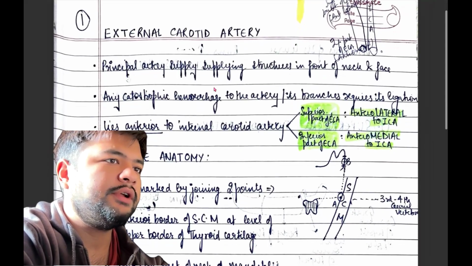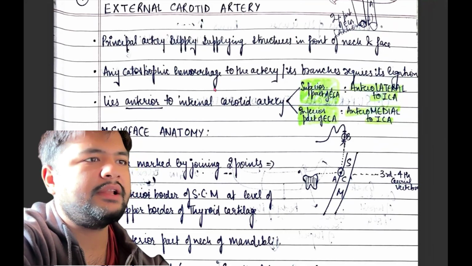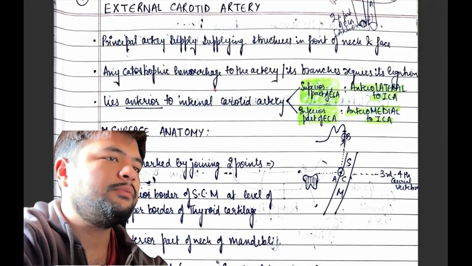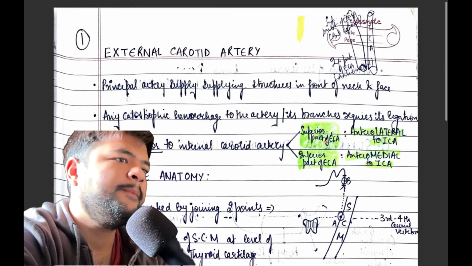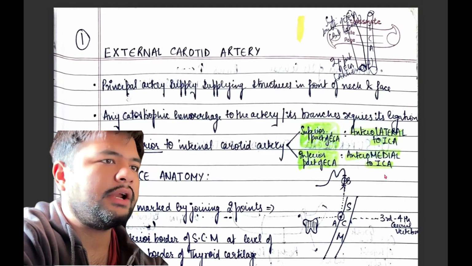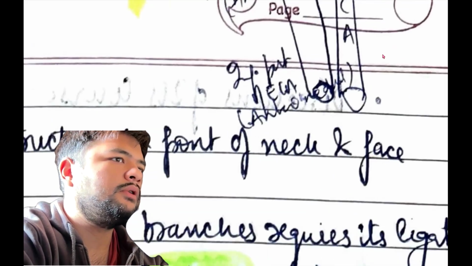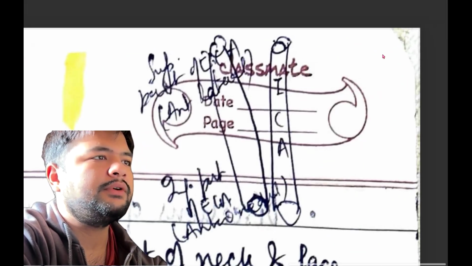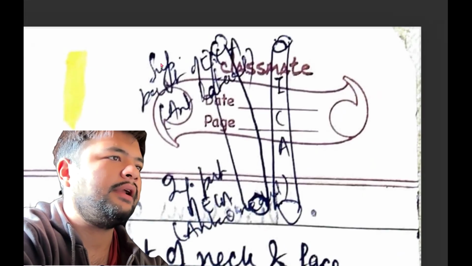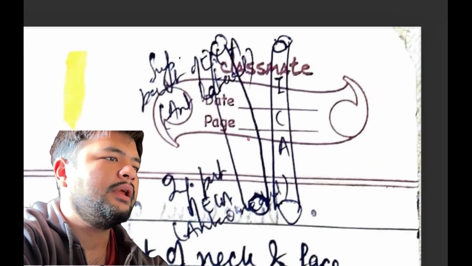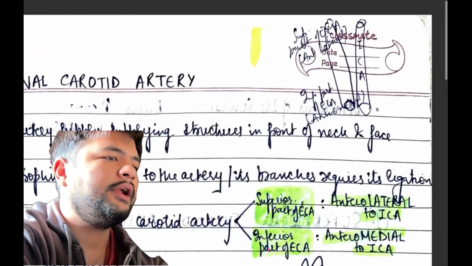In relation to the internal carotid artery, we can see it from two aspects. In the superior part of the external carotid artery, it lies anterolateral to the internal carotid artery, and in the inferior part of the external carotid artery, it lies anteromedial to the internal carotid artery. In this diagram, you can easily see that in the superior part, it lies anterolateral to the internal carotid artery, and in the inferior part, it lies anteromedial to the internal carotid artery.